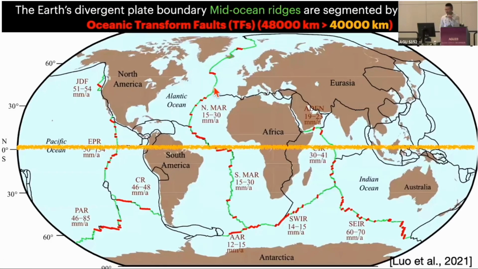Here's a map highlighting divergent mid-ocean ridges in green, segmented by transform faults in red. The total length of oceanic transform faults is about 48,000 kilometers, even longer than the equatorial circumference of the Earth.